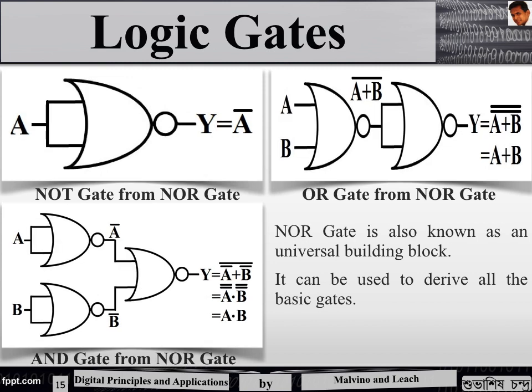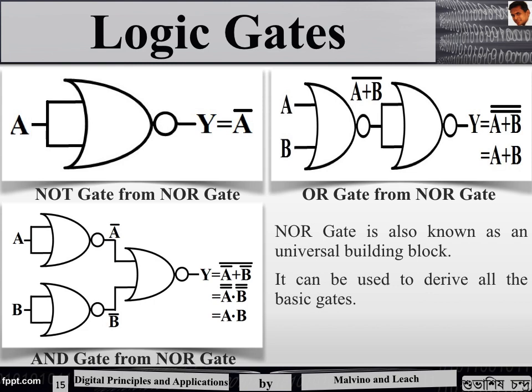The NOR gate can be used to create gates as shown: the NOT gate on the top left, the OR gate on the top right, and on the bottom left you can see the AND gate. The scheme is same as it was before, and these two gates are called the universal building blocks, as they can be used to derive any basic gates, and these are the gates which are used to create different kinds of electronic circuits.